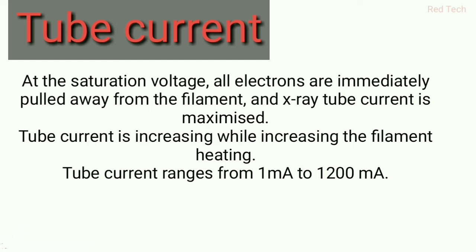Basically, tube current increases with increasing filament heating. That's basically common sense. If we heat the filament by a large amount, the electrons are also emitted in large amount and the tube current is also produced in a larger way. And tube current ranges from 1 milliampere to 1200 milliampere. That's basically the limit, or you can say the range of the tube current.